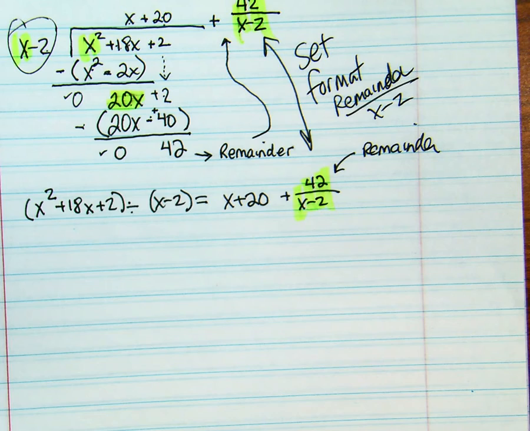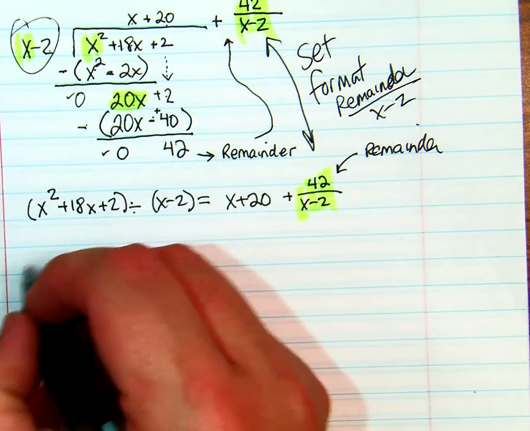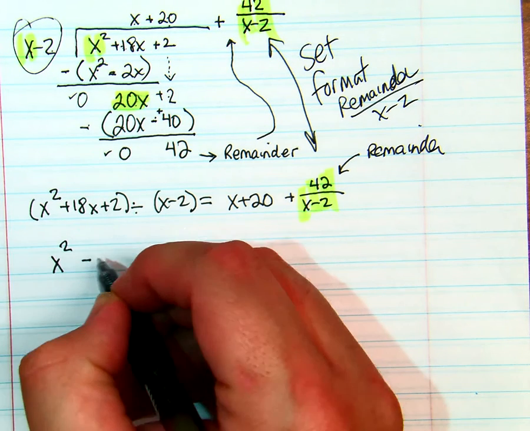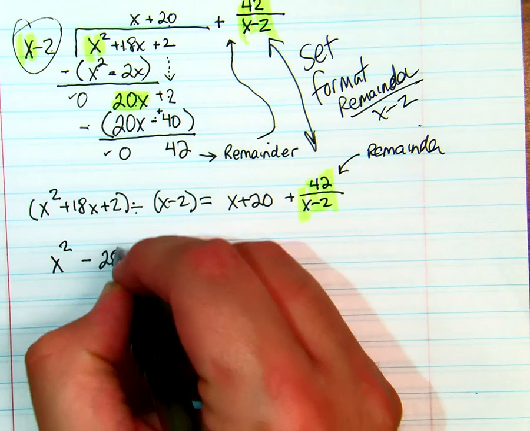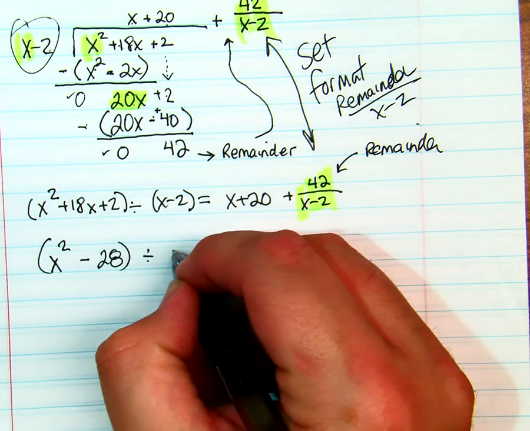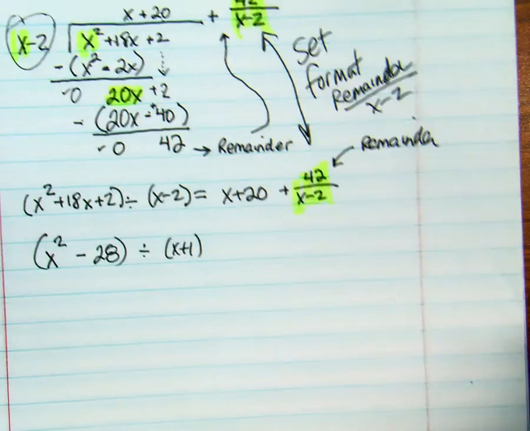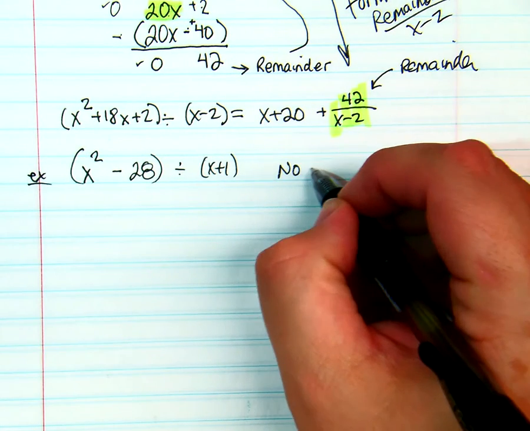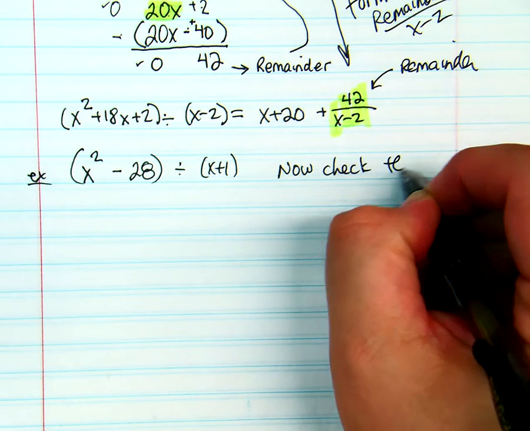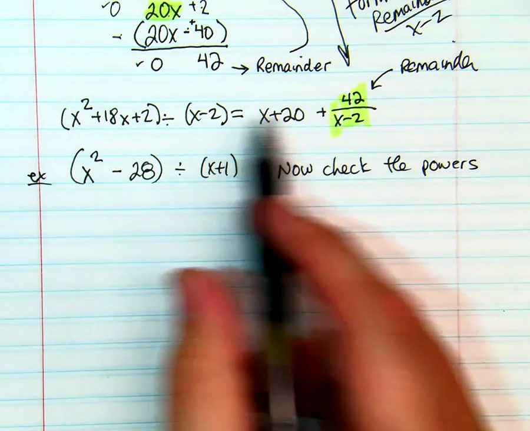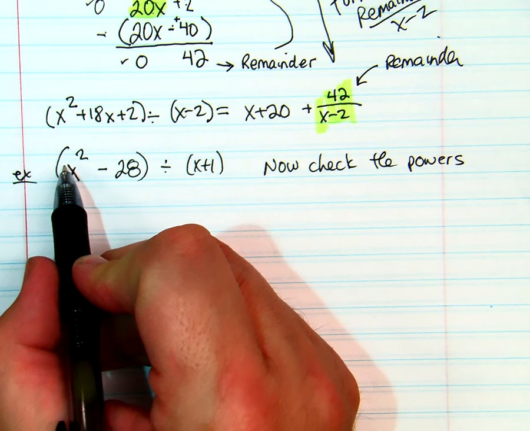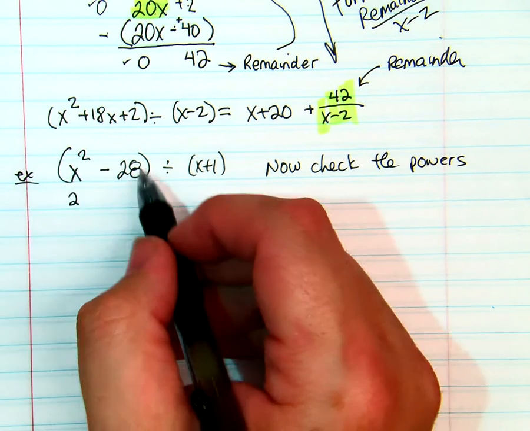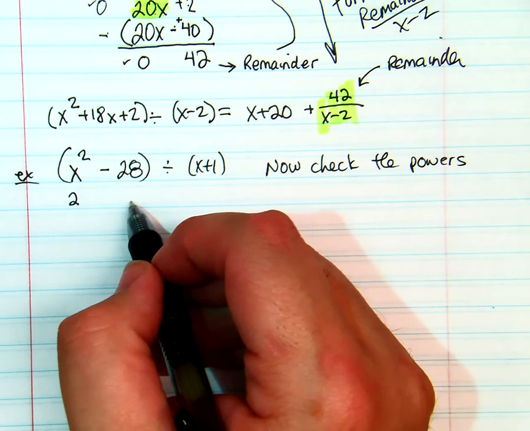Now, the last thing before I turn you loose on this is, let's say you have x squared minus 28 divided by x plus 1. We'll try to keep it simple. So this is our final example. Now, what you want to do is you check the powers. What's the first power here? We got the power of 2. There's no power, and then there's a power of 0. What power is missing?